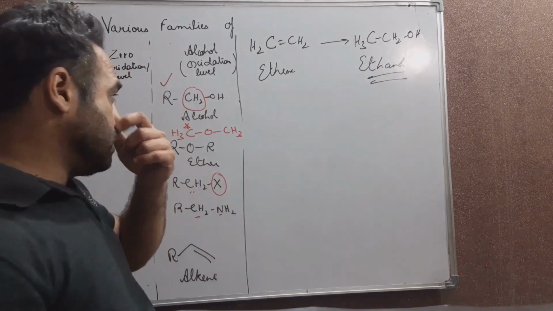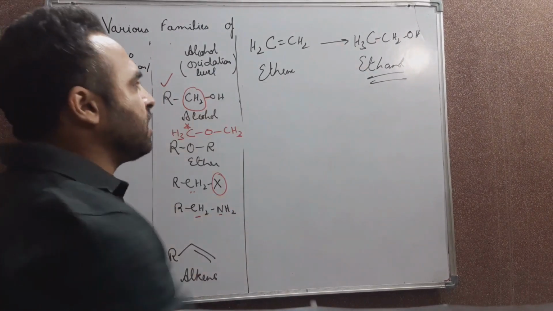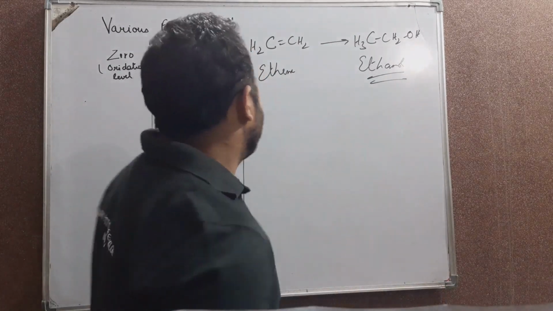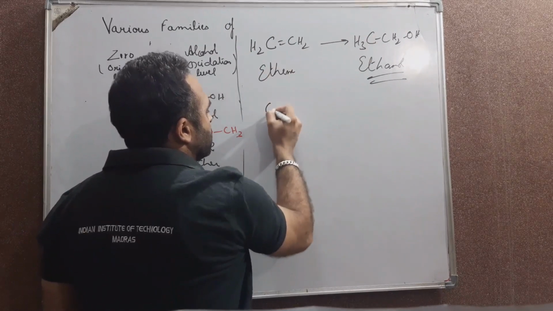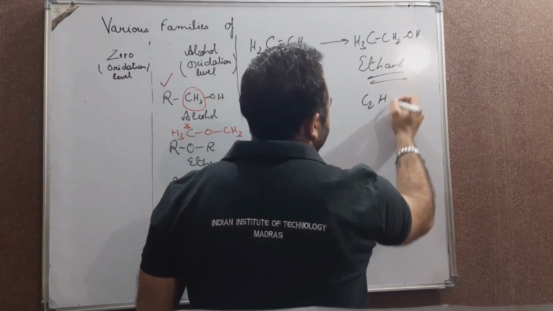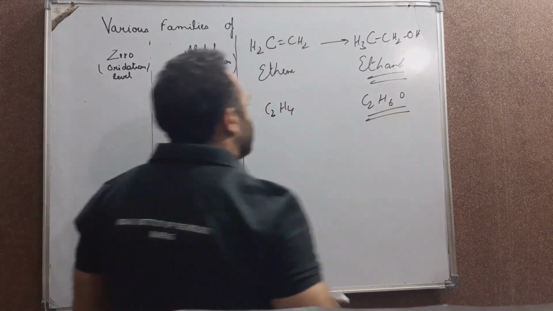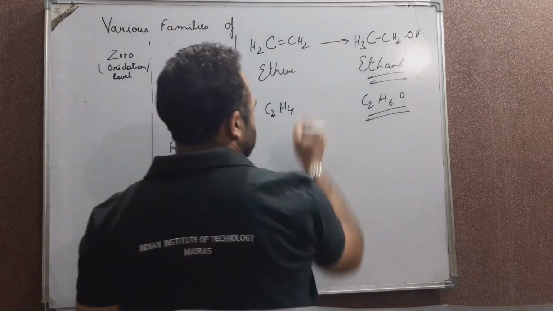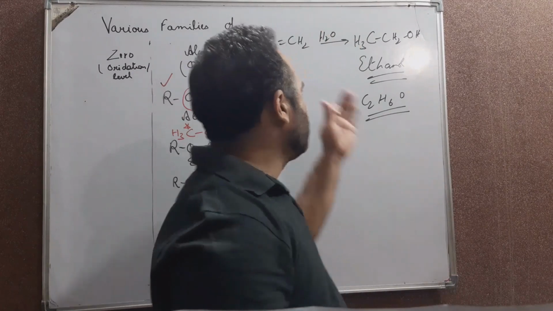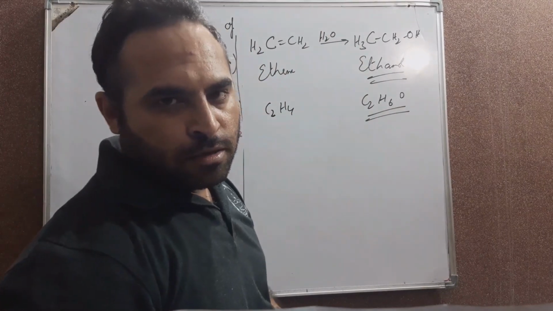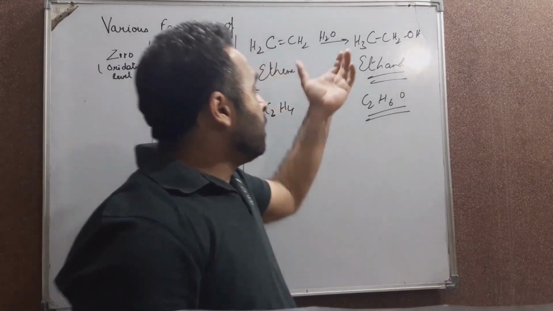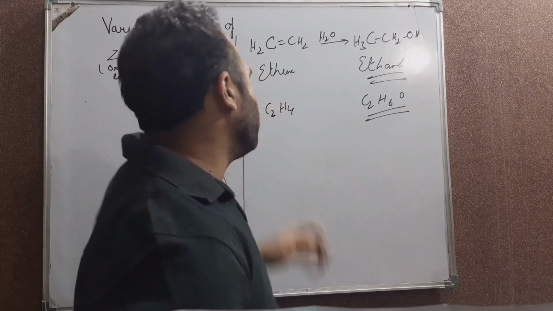Now figure out what is the difference between the starting material and the product. I'm not going into the details of the reaction right now. The starting material has 2 carbons and 4 hydrogens, and for the product the molecular formula becomes C2H6O. The difference between the two is H2O. So I have to add water just to convert ethene to ethanol. Okay, clear?